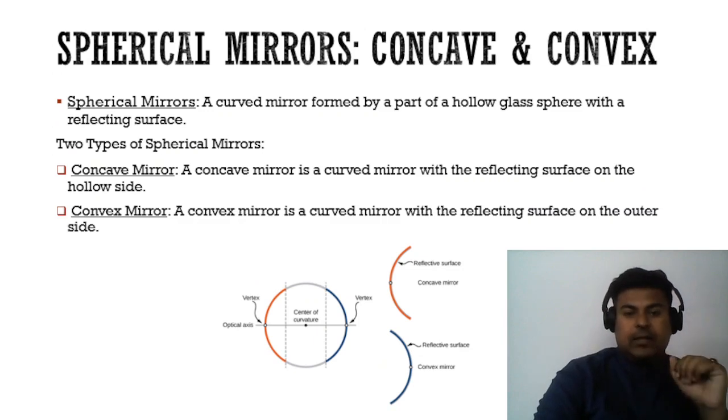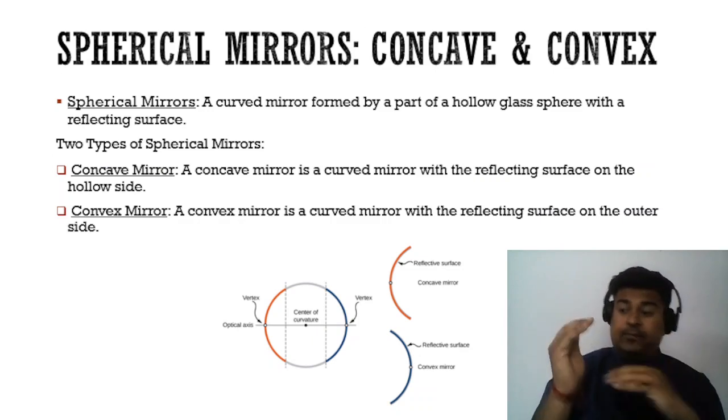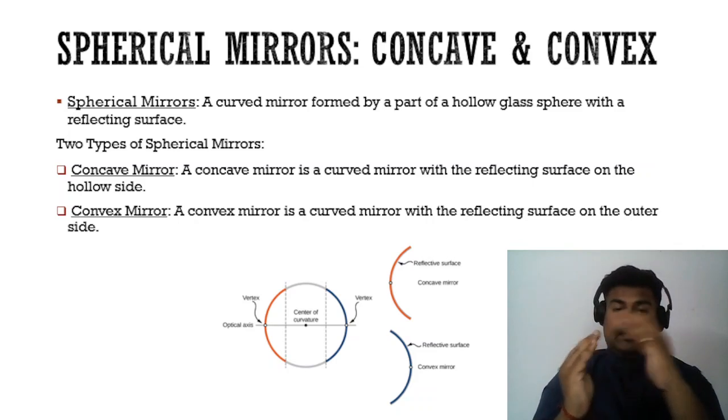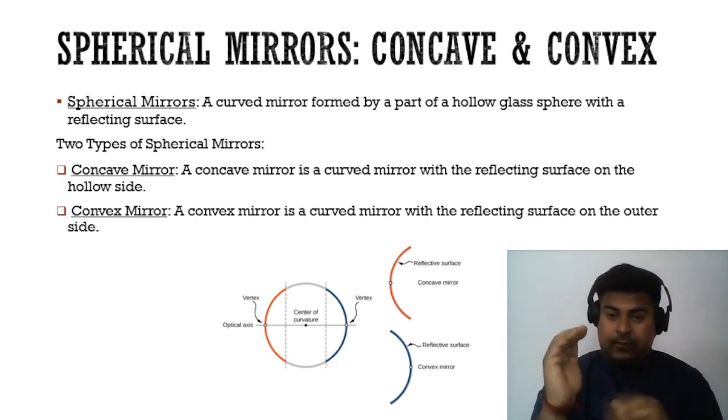In the case of a spherical mirror, if this is a sphere and this is considered as the reflecting surface, then this is a convex mirror. If this is the mirror and this is the reflecting surface, it is called a concave mirror, like a cave. So concave and convex.